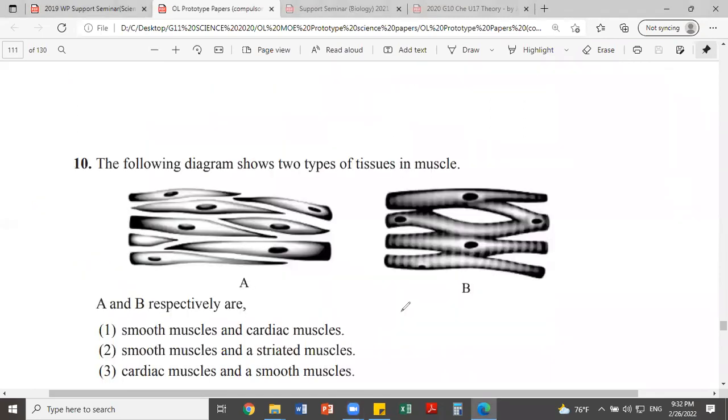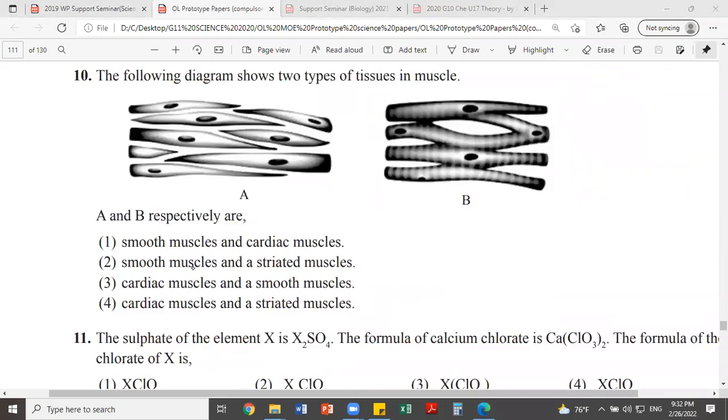Number 10. Any volunteers? Animal tissues. Spindle shape with single nucleus, uninucleated, spindle shaped cells, no crosslinks.